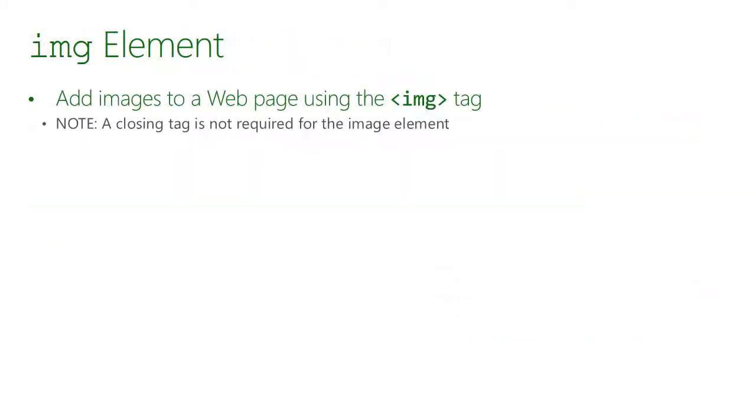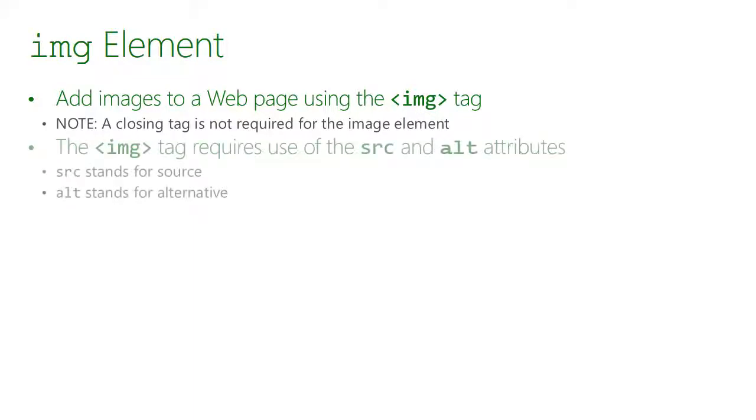Let's have a look at the IMG element. You can add images to a web page using the IMG tag. You don't require a closing tag for this, okay? So it's just a single tag. The IMG tag requires the use of src and alt attributes. src stands for source, alt stands for alternative.